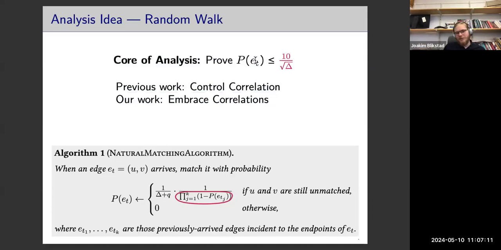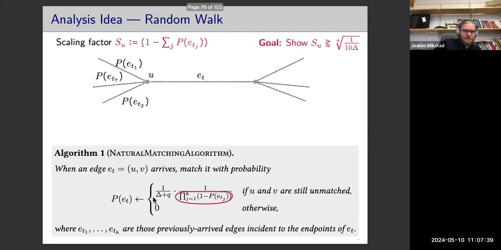And to compare a bit with previous work here, previous work tried to control the correlations between different edges, whether they get matched or not, and try to say, oh, we have almost negative correlation and stuff like that. In our approach and how we analyze it, we will embrace the correlations. We don't care about the correlations, our analysis will work no matter the correlations. And this allows for a cleaner algorithm in the end. This algorithm is quite simple.